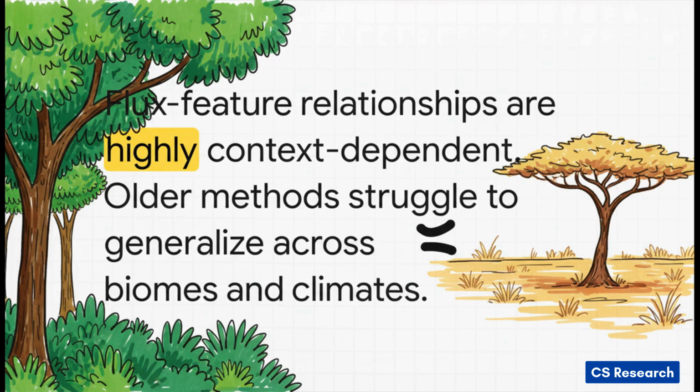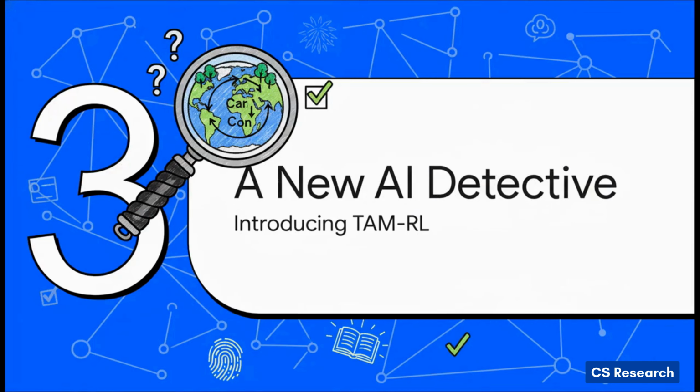You just can't use a one-size-fits-all formula. The relationship between what a satellite sees, like how green a landscape is, and how much carbon is actually being exchanged, is totally different in a rainforest than it is in a savanna. They follow different rules, they speak a different local dialect, and the older methods, well, they just couldn't keep up with that local context. So if the old methods are hitting a wall, what's the solution?